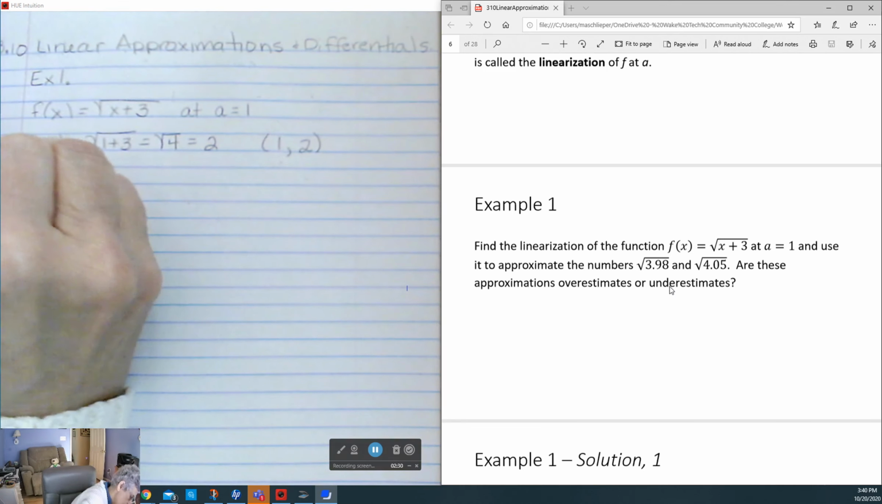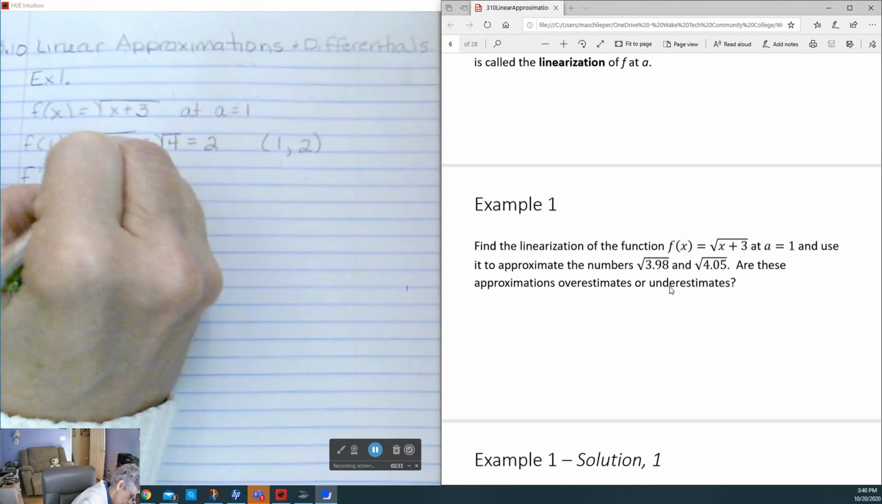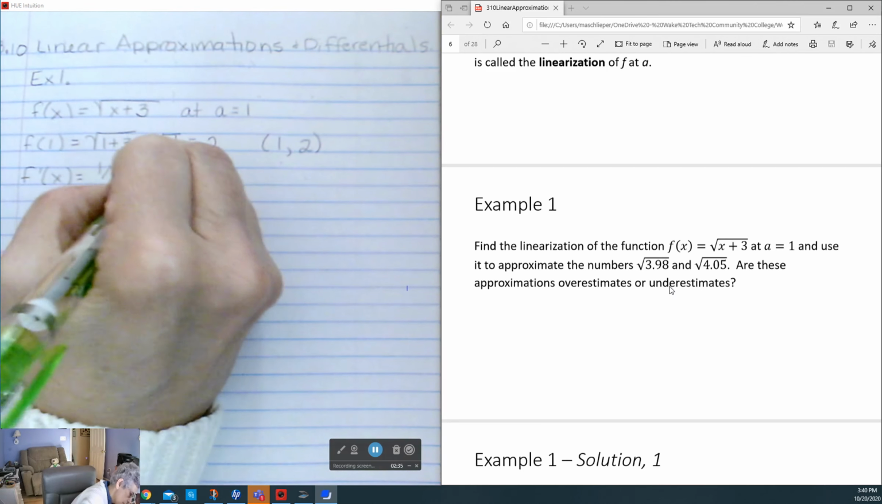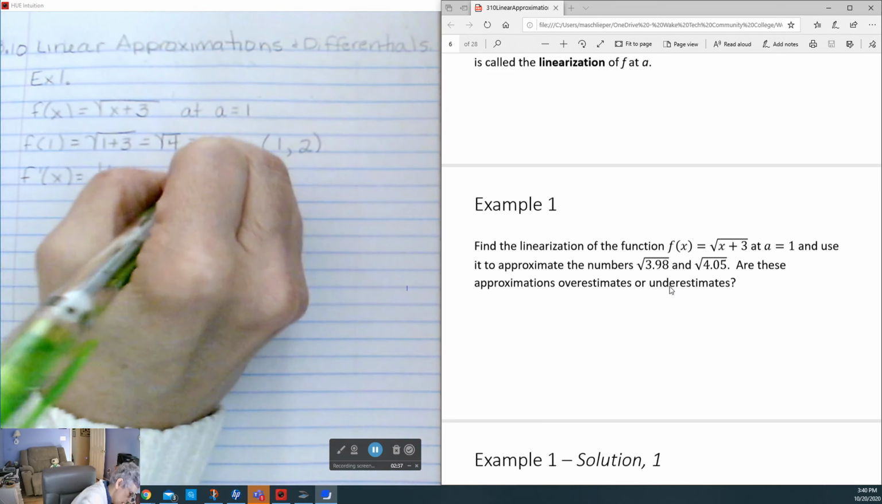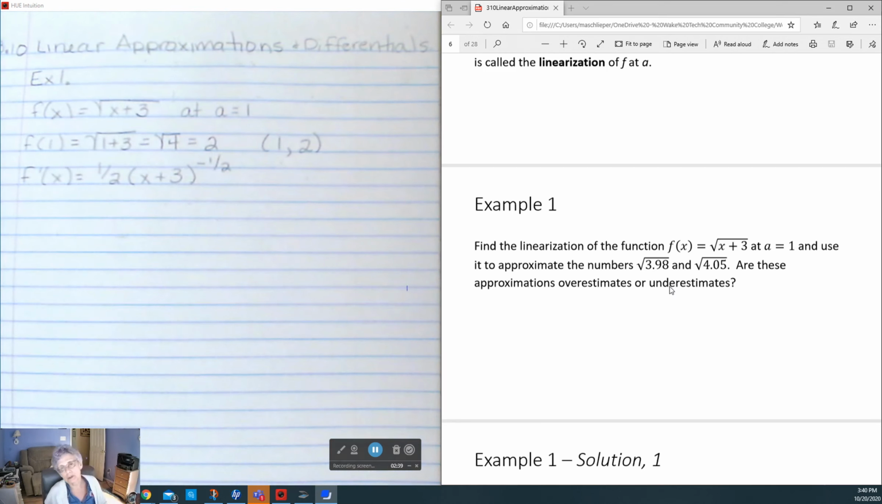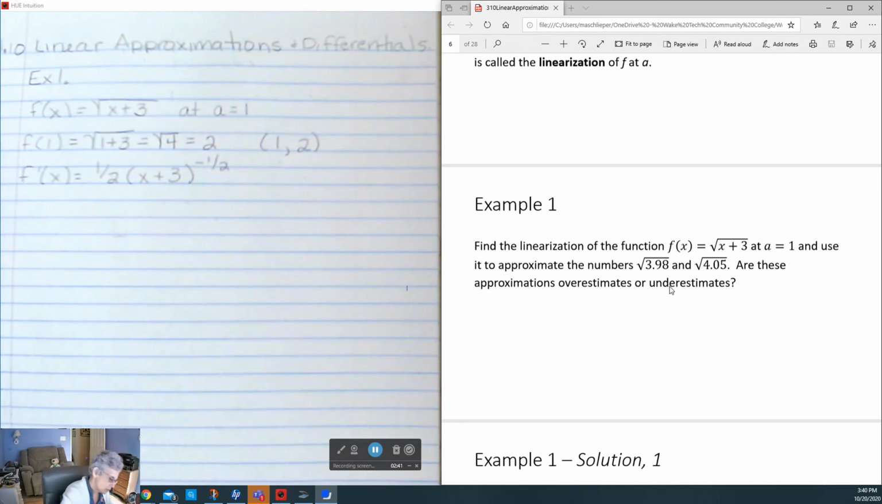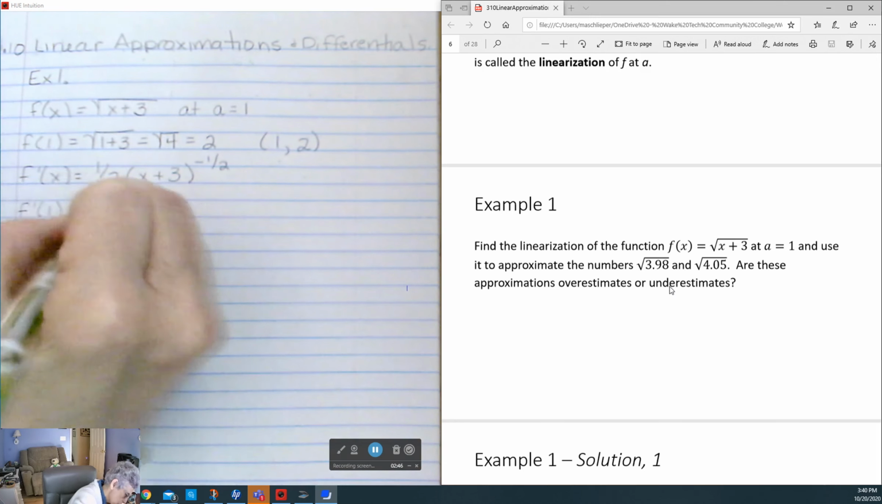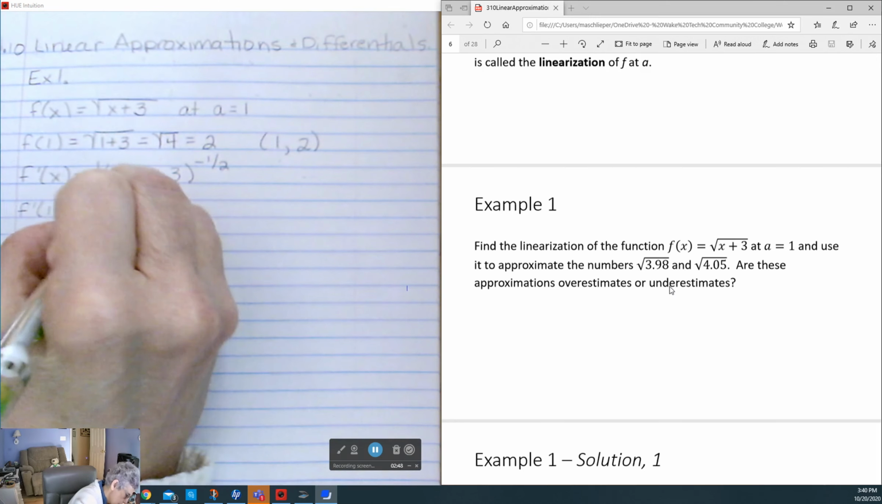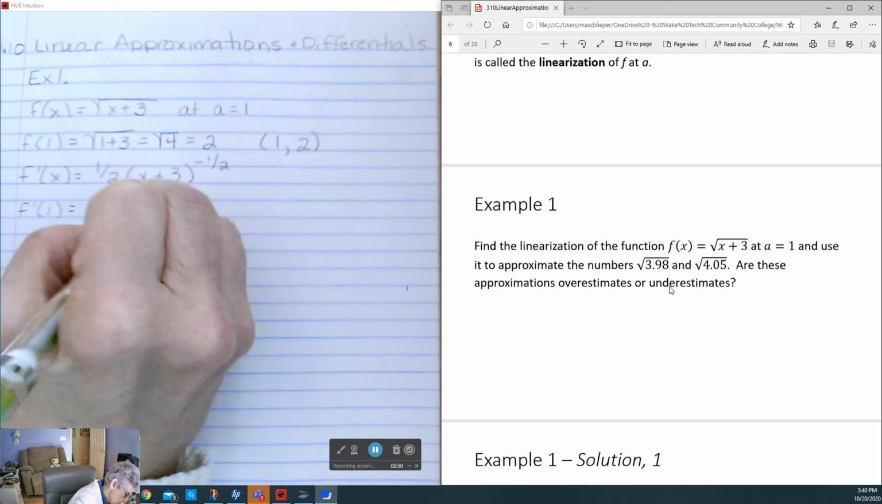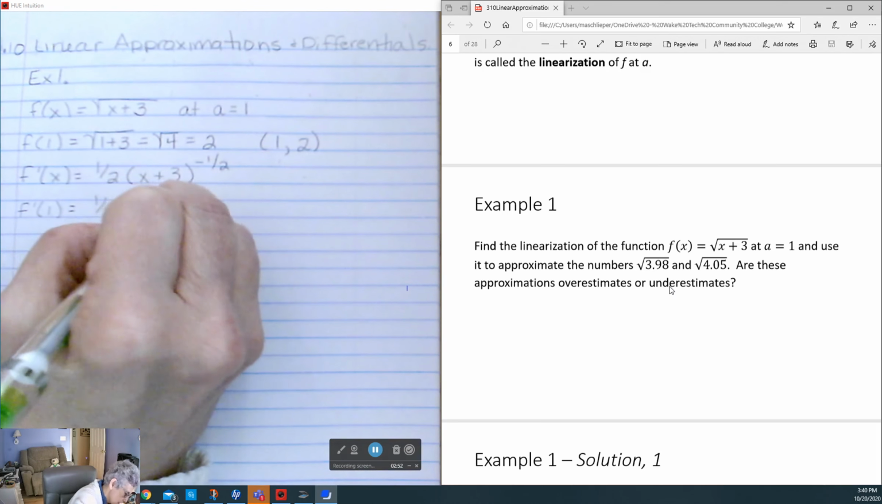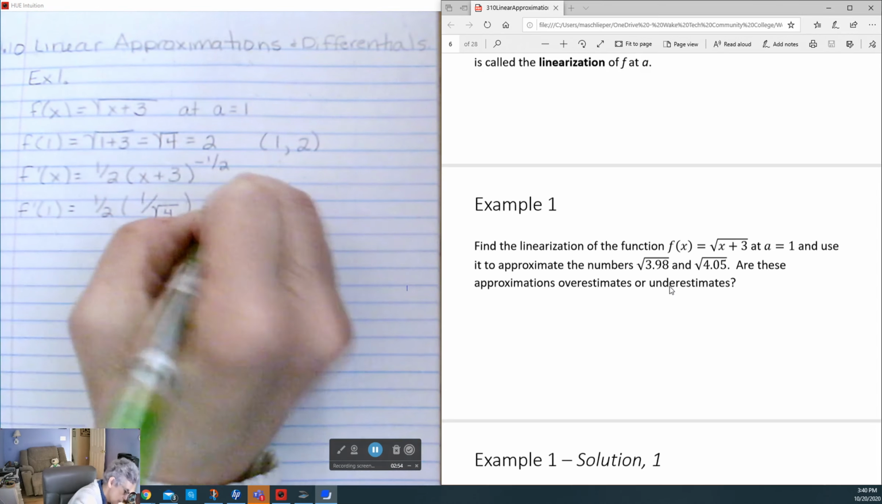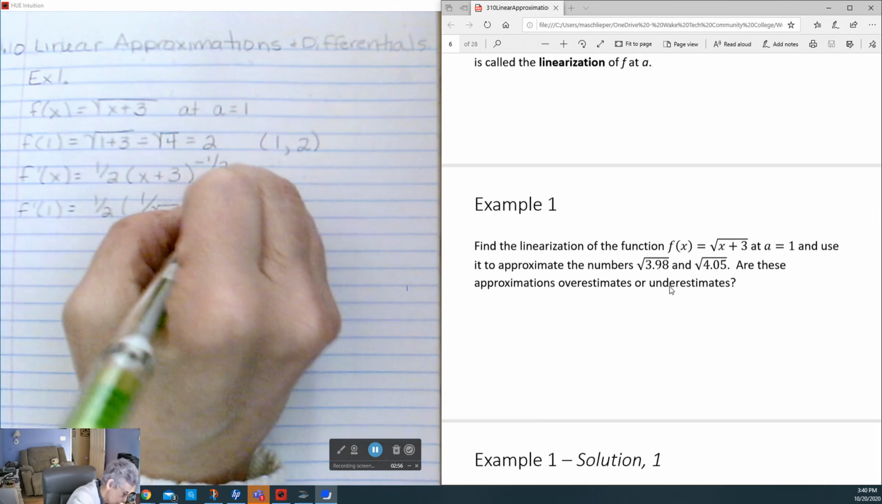F prime of x is going to be 1/2 times (x plus 3) to the minus 1/2 times the derivative of x plus 3, which is just 1, so easy peasy lemon squeezy. 1/2 times 1 over the square root of 1 plus 3, which is 4, so 1/2 times 1/2, which is 1/4.